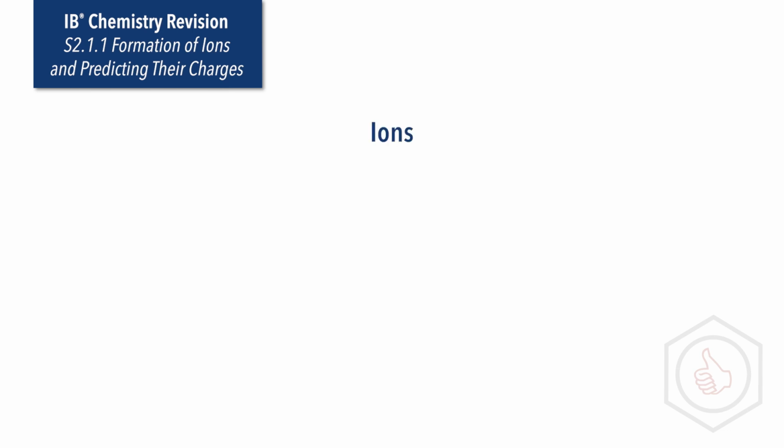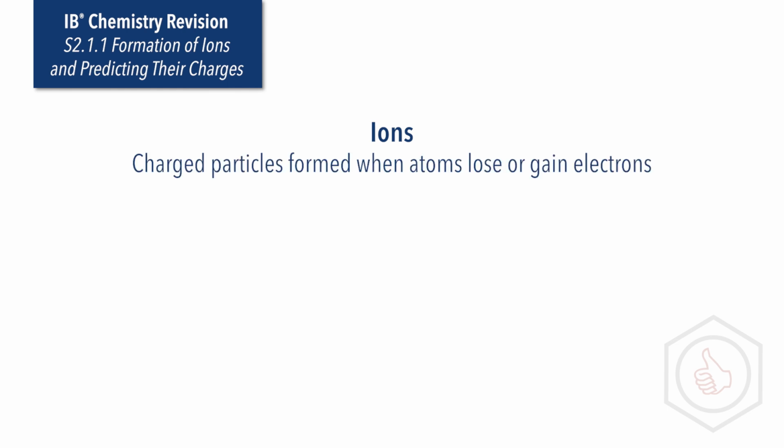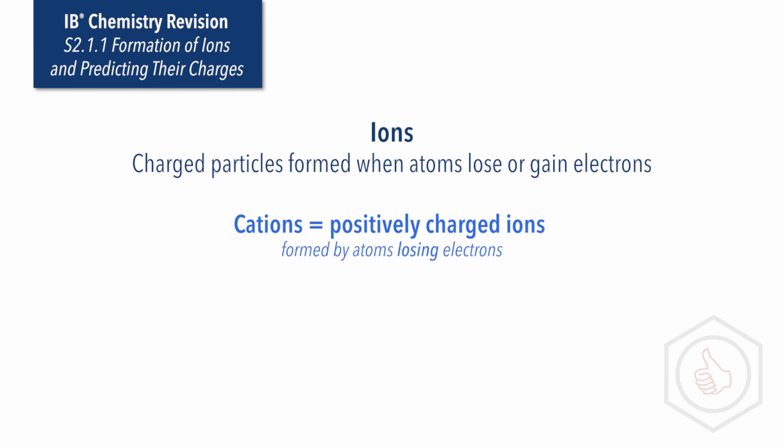An ion is a charged particle that forms when atoms gain or lose electrons. Cations are positively charged ions formed when an atom loses electrons. Anions are negatively charged ions formed when an atom gains electrons.